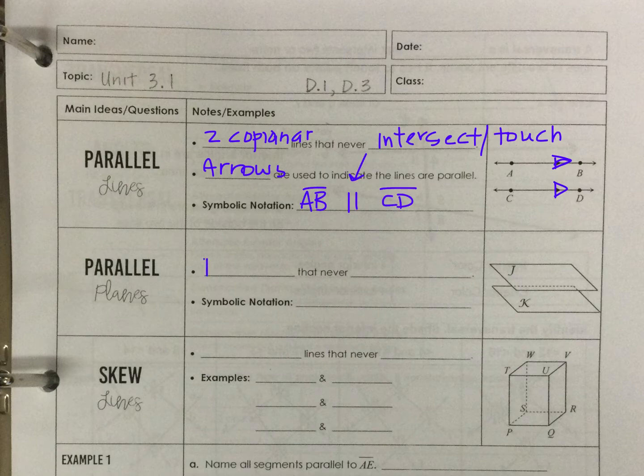Parallel planes are two planes that never intersect. They never touch, so we would write plane J is parallel to plane K.